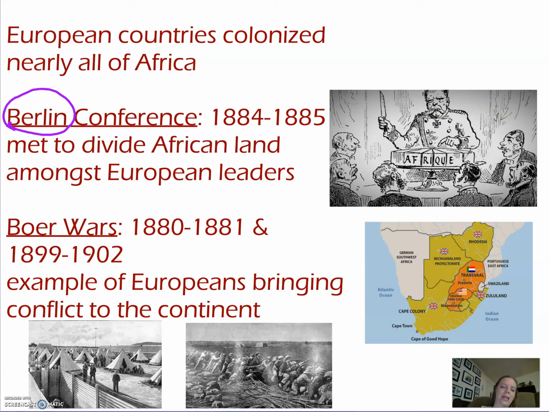One example of the imperialist policies being fought off in Africa itself is the Boer Wars. The Boer Wars are in the late 1800s. They happen in South Africa, the country of South Africa. And it's a war not between the South Africans and the British or the South Africans and the Dutch, but a war between the Dutch and the British, but in South Africa.